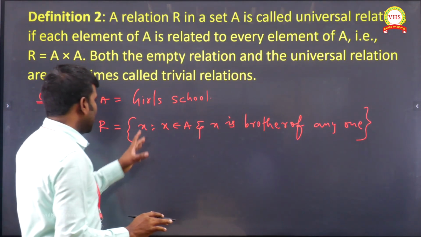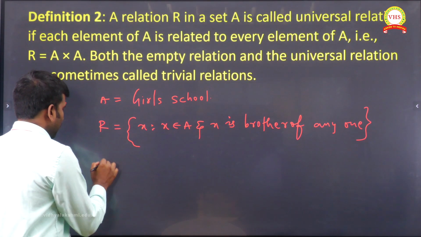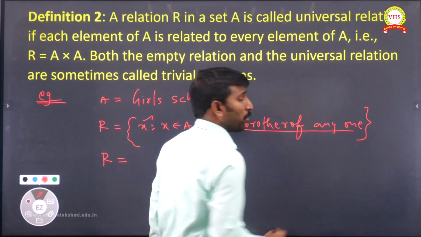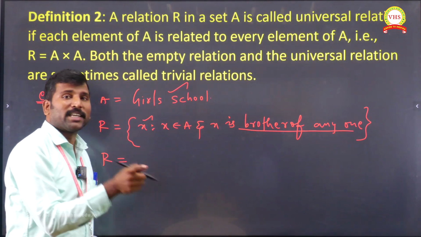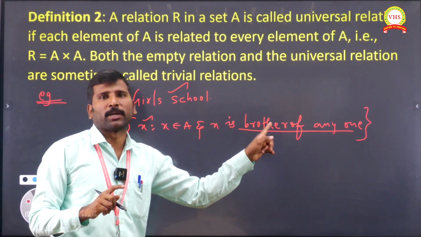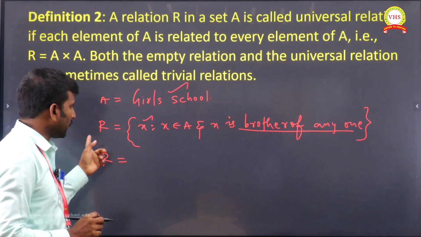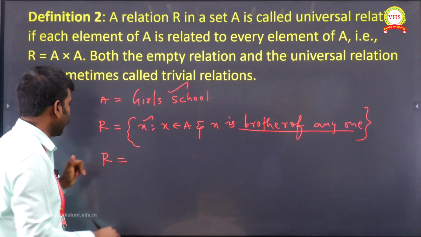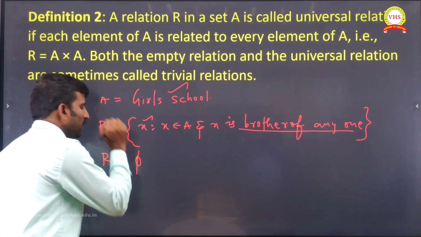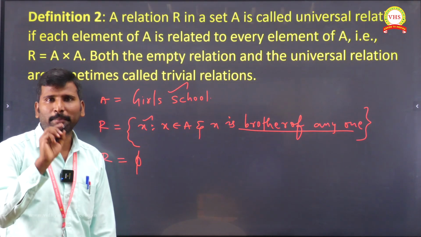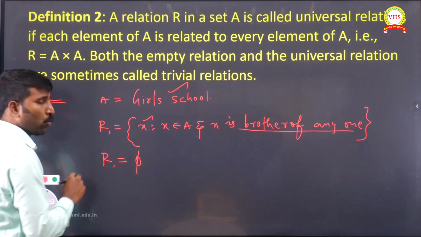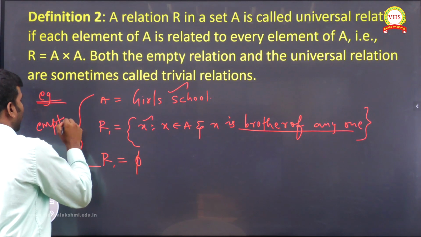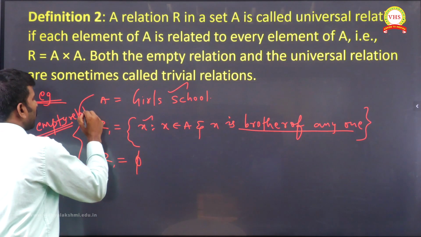Children, listen. It is the empty relation. Why? Listen carefully. R is equal to X, where X is a brother of anyone. Since A is a girls' school, no one can be a brother of anyone. Have you noticed? So that R is an empty relation. This is R1. Example for an empty relation.